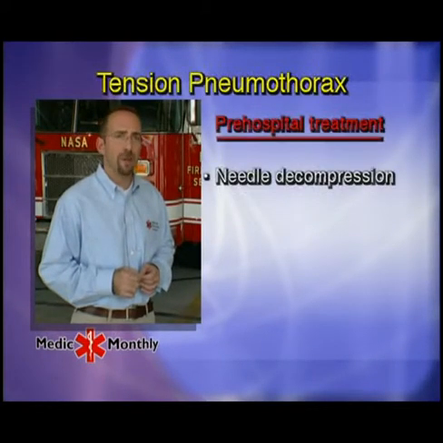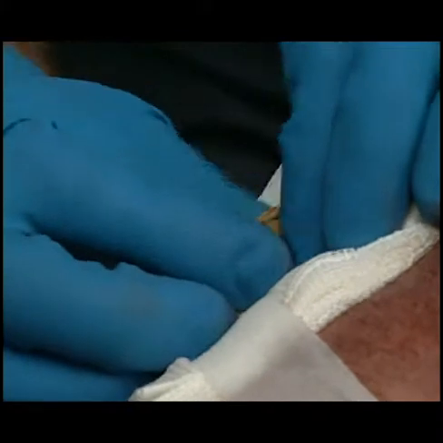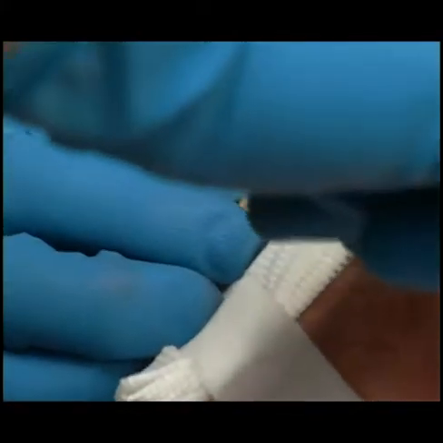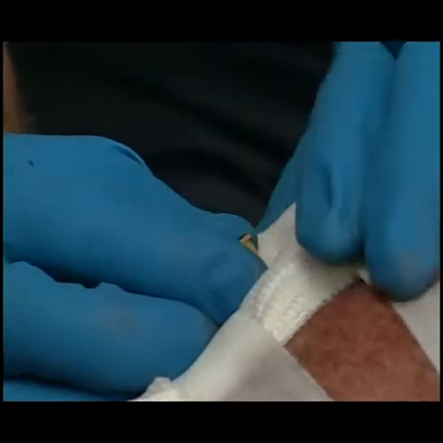Treatment of tension pneumothorax is needle decompression on the affected side of the chest. By allowing air to now escape to the outside, the buildup of pressure is relieved and the patient's condition should, as in this case, dramatically improve.